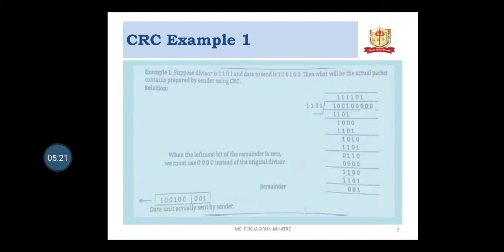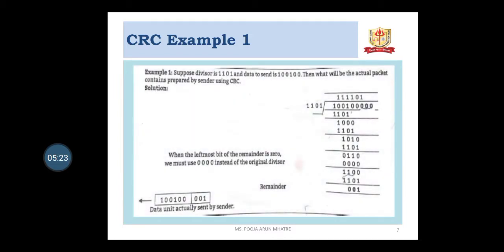CRC example. Suppose the divisor is 1101 and the data to be sent is 100100. Then what will be the actual packet contents prepared using CRC? The actual data is 100100 and we add 3 extra zeros to the original data at the sender side, and the data is divided by 1101.